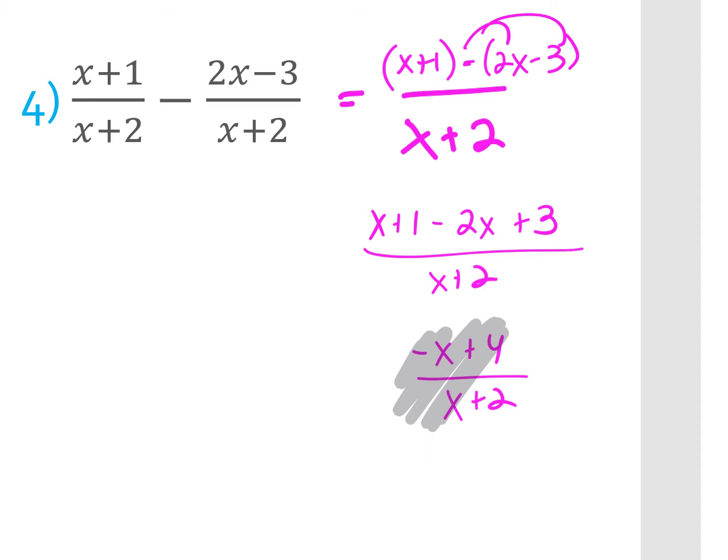And that cannot be simplified. So I can't do the 2 into the 4, and I can't cancel out the x's because remember it's an expression that has that plus or minus between it, so you can't break it apart.